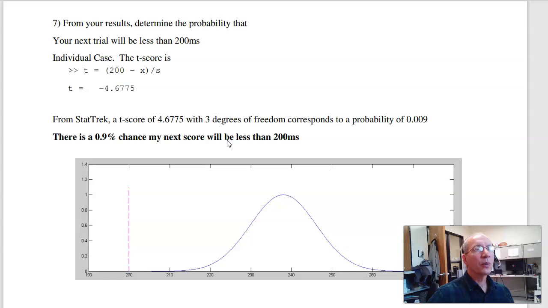Problem 7. What's the chance that my reaction time is less than 200 milliseconds? So this is going to be individual or population. The probability that my next trial will be less than 200 milliseconds is, you take the t-score, distance of the mean from 200 in terms of standard deviations, is 4.67 standard deviations away. Convert that to a probability, and it is 0.9% chance. That'd be for my next trial.